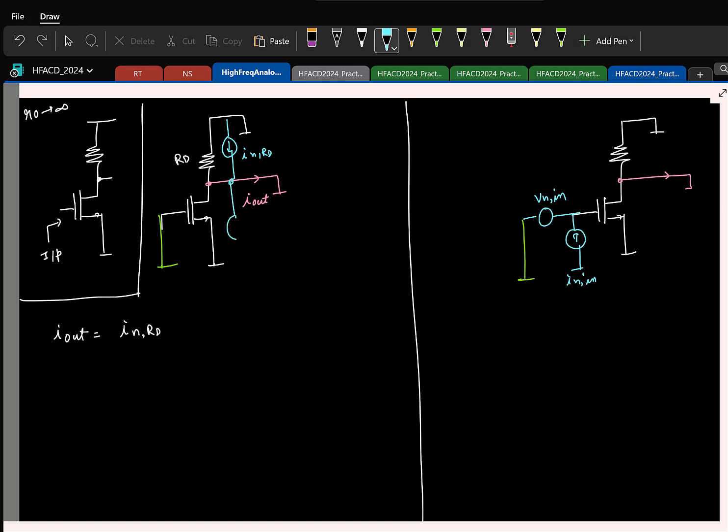So similarly, if I take for the MOSFET also, parallel to the drain to source, I have a current, let us say INM. So what can you say about this current? That will also directly flow into the short circuit, right? So this is going to be just the same. Fine. So if I find the power spectral density, what is that?